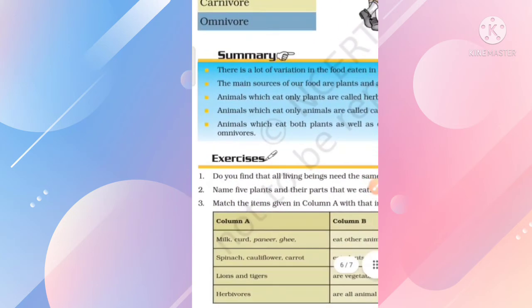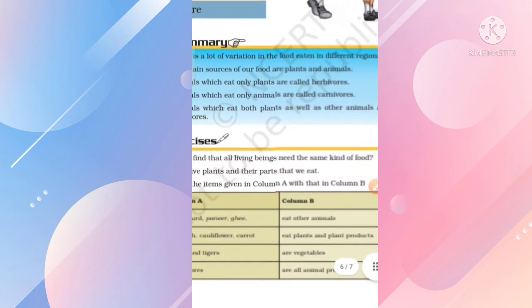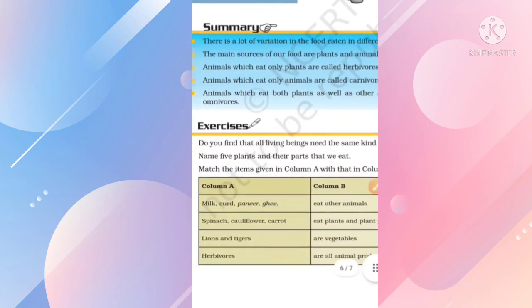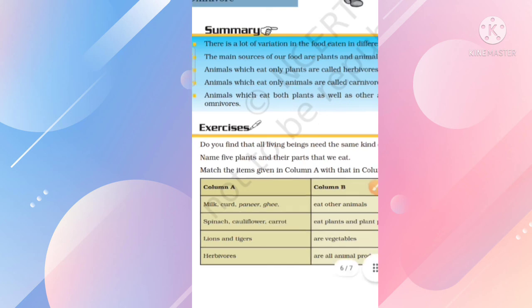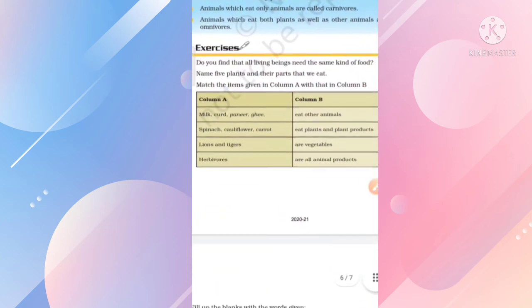Now summary. There is a lot of variation in the food eaten in different regions of India. The main sources of food are plants and animals. Animals which eat only plants are called herbivores. Animals which eat only animals are called carnivores, and animals which eat both plants as well as other animals are called omnivores.